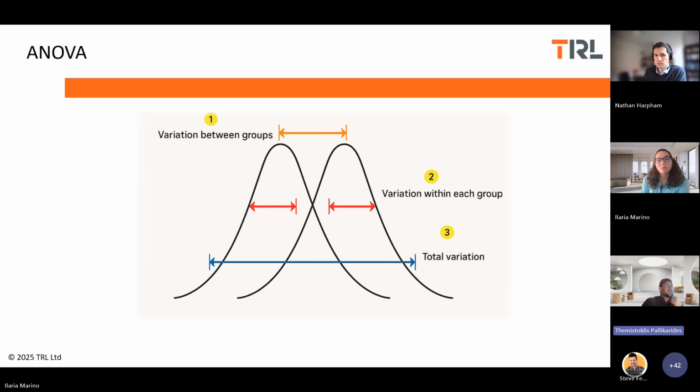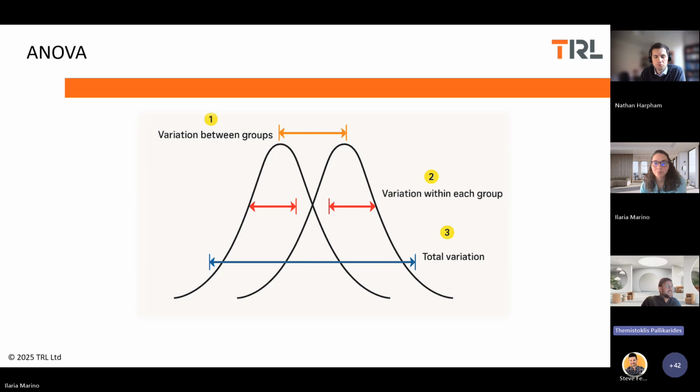Now, this diagram explains a bit more about how ANOVA works. It illustrates the concept behind ANOVA, which is used to compare means across multiple groups. It checks the variation between the groups, which is the orange line that you will see. This measures how far apart the group means are from each other. If this variation is large, it suggests that the groups differ significantly.